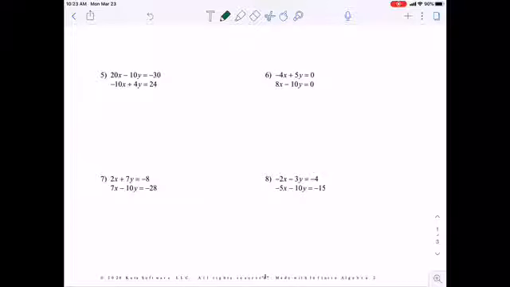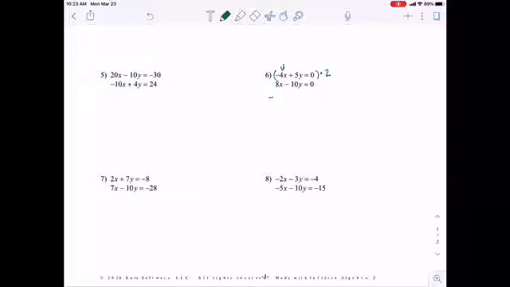So first off, remember we want to get the same number but different signs in front of either our x or our y. So I'm looking at this x right here, and I see that I have an 8 and a negative 4. And if I multiply that negative 4 by 2, it will equal 8. So I'm going to go ahead and just take this top equation and multiply everything in that equation by 2.